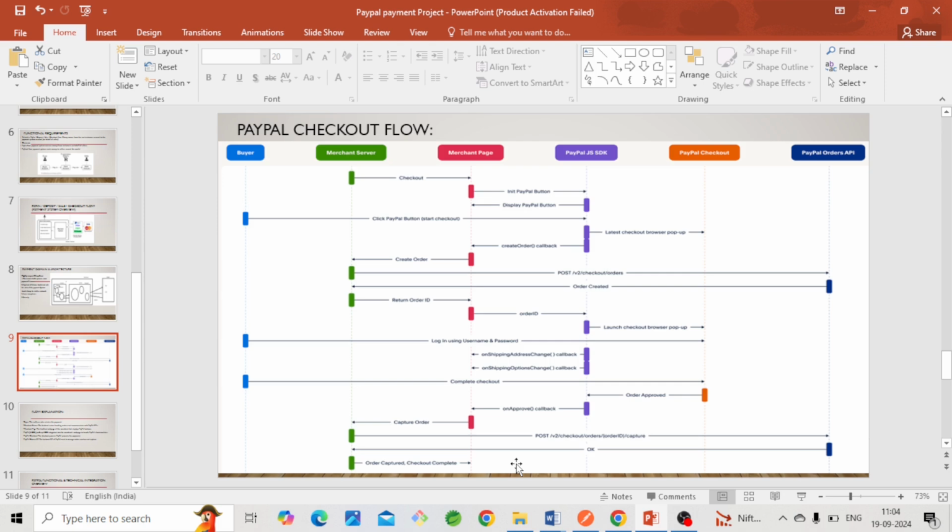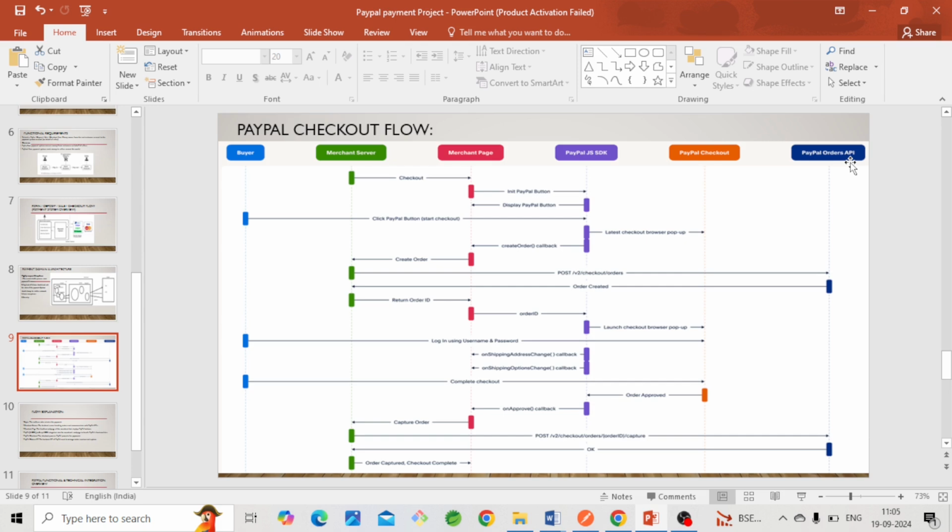So this is the entire flow of the PayPal checkout. What is the conclusion from this diagram? The diagram outlines a detailed interaction between the buyer, merchant server, merchant page, PayPal JS SDK, PayPal checkout, and PayPal Orders API during the PayPal payment process.